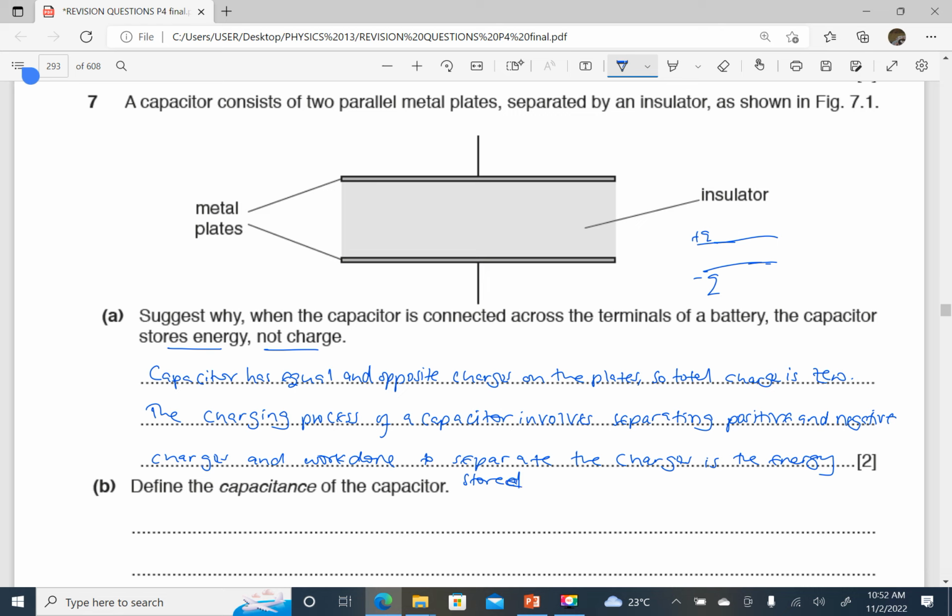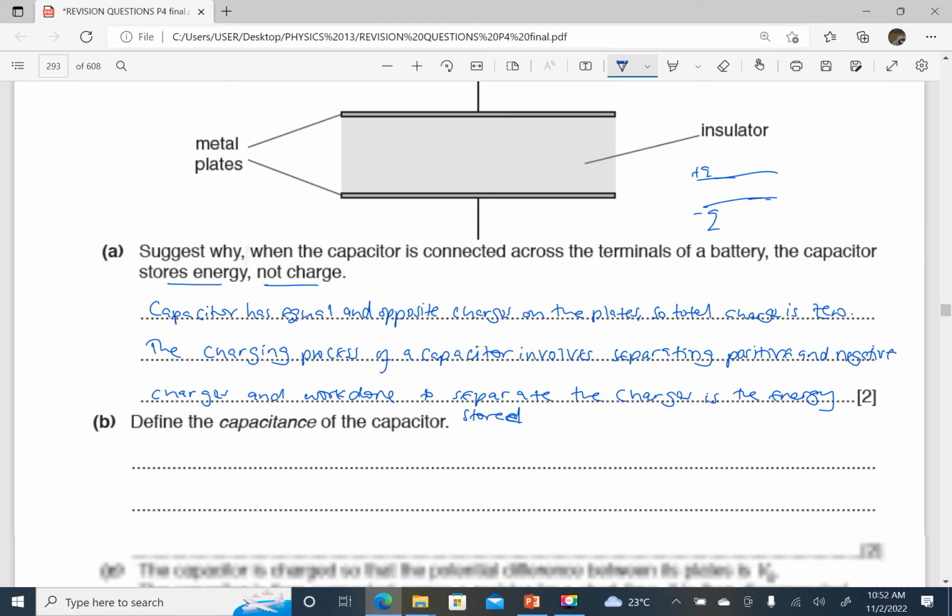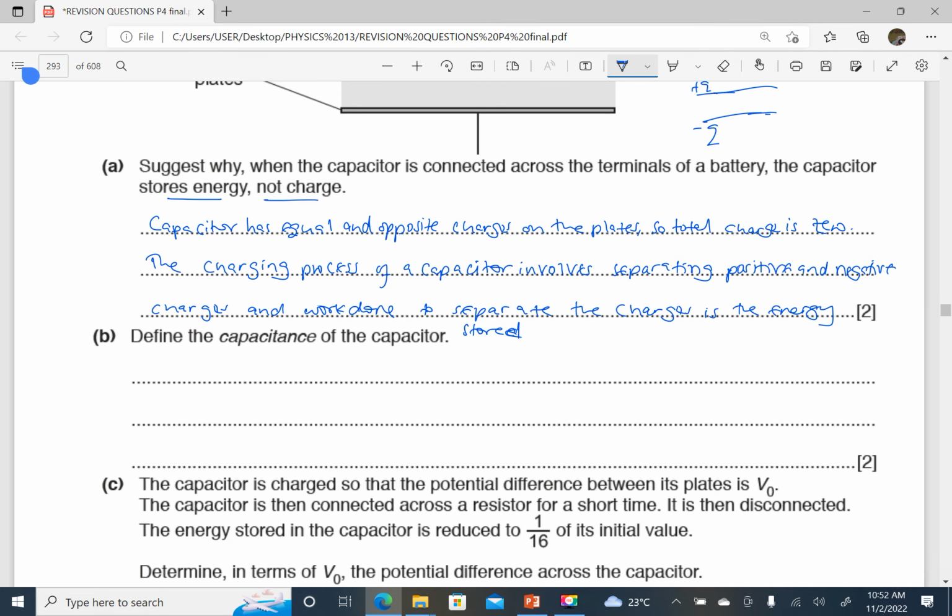So we say the capacitor does not store charge, but it stores energy. The energy stored is equivalent to the work done in separating the positive and negative charges on the capacitor plates.